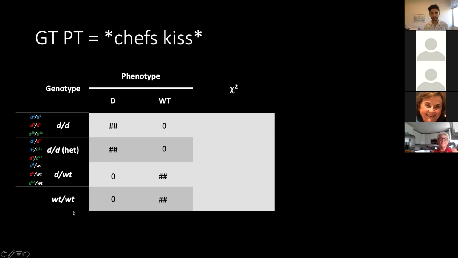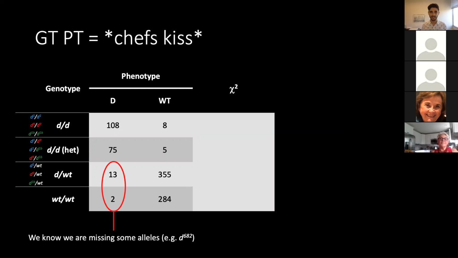That's our assumption. And that's almost exactly the data that we see. A huge majority of Dahlia plants carry 2 alleles, and a huge majority of wild type plants carry 1 or none. Now, there are these mismatches, like these 15 Dahlia plants that only carry 1 or none of the alleles we tested for, but we know we're missing some variation.